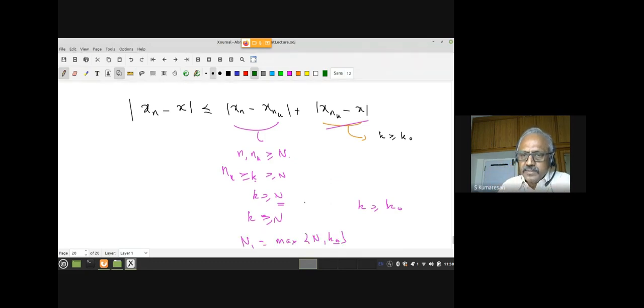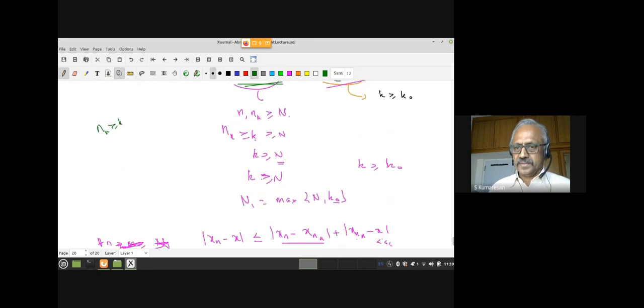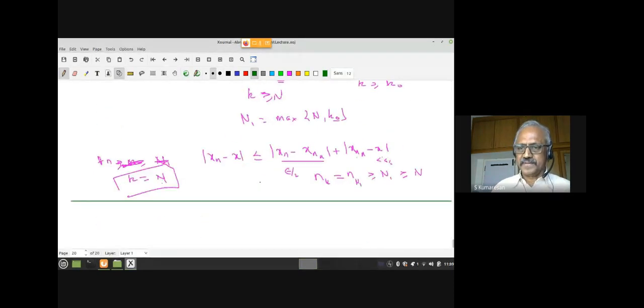So what was the trick? I needed the condition on n and nk, and here I needed the condition only on k. So what was the trick we observed? We observed nk is always greater than or equal to k. Therefore I reduce this condition only on k. Both these expressions should be less than epsilon by 2. Therefore I impose a condition on k. That is the subtlety.